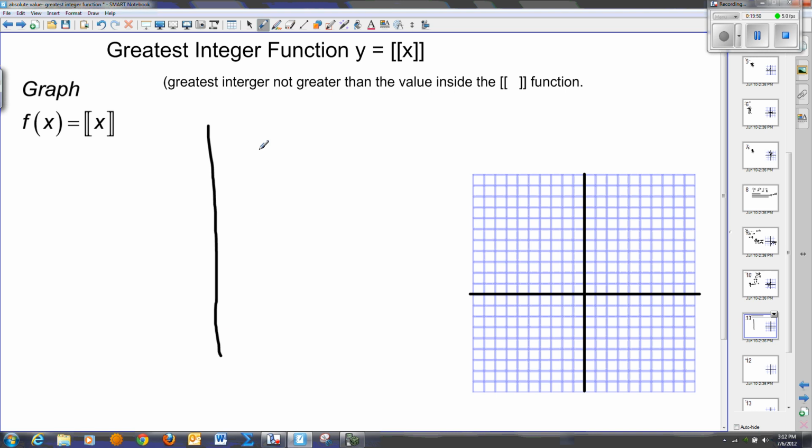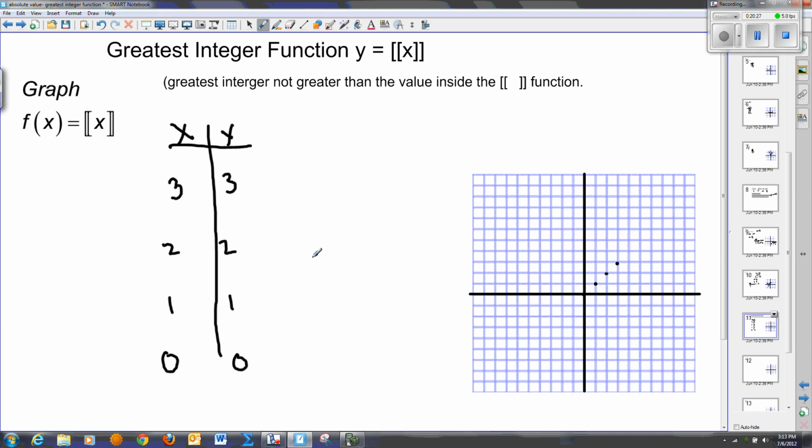So if I graph, or let's go with a t-chart first. If I pick some numbers, integers are always a good place to start because they're pretty easy to deal with. 3, 2, 1, 0. What is the greatest integer not greater than 3? 3. Greatest integer not greater than 2 is 2. Greatest integer not greater than 1 is 1. And the greatest integer not greater than 0 is 0. So right now I have these points: 0, 0; 1, 1; 2, 2; 3, 3.